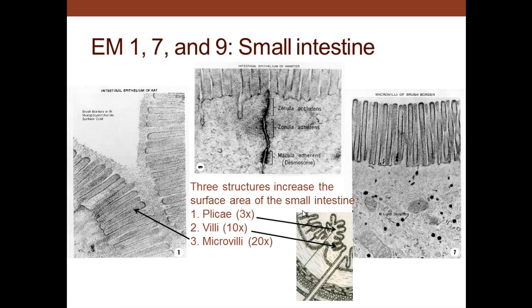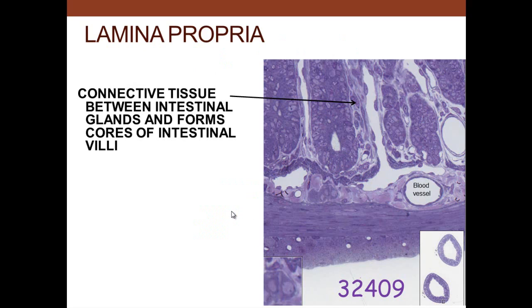So there's basically three things that amplify the surface. One is the plicae circulares, that is the infolding of the submucosa and the amplification of the surface area. That increases it by threefold. The villi, intestinal villi, which you only find in the small intestine, increase it by tenfold. And then the microvilli itself, the brush border here, increases it by 20-fold. So the greatest increase in surface area is due to the microvilli at the cellular level.